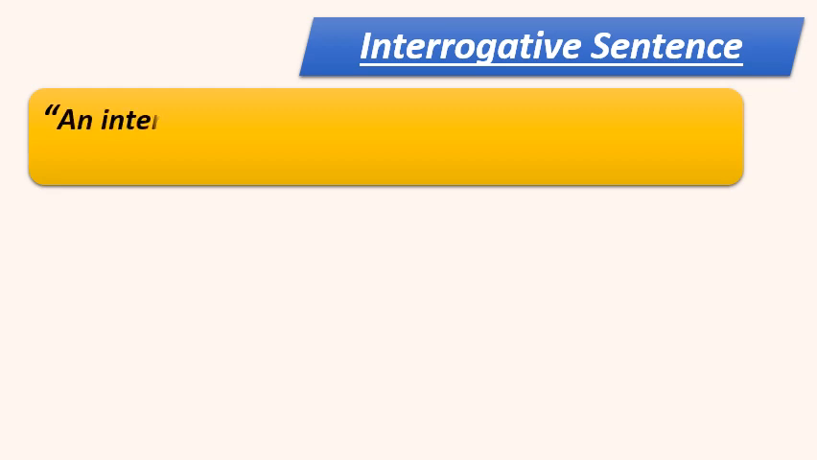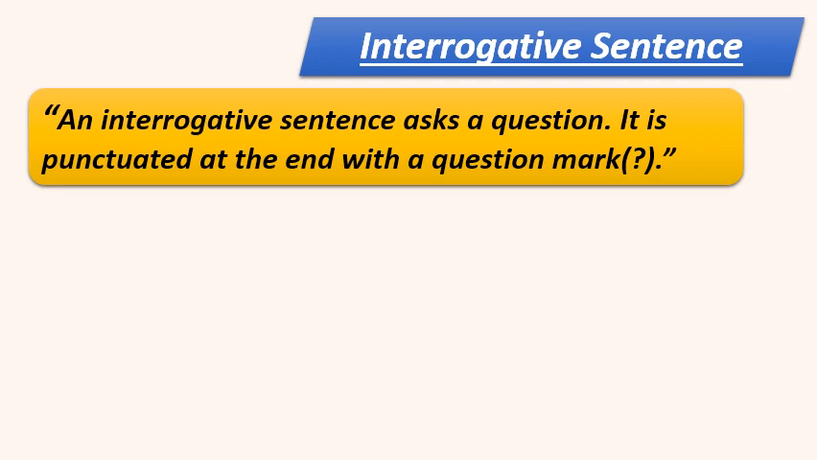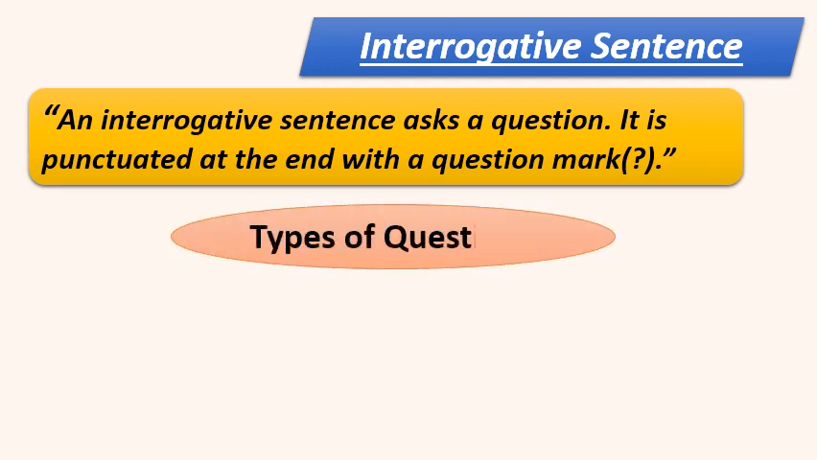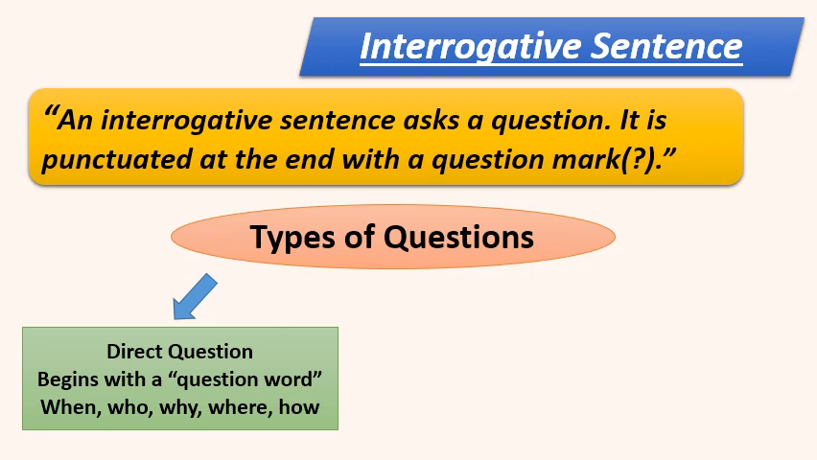What is an interrogative sentence? The answer of this question is: an interrogative sentence asks a question. It is punctuated at the end with a question mark. So now let us see how many kinds or types of questions there are. Number 1, direct question. This type of question begins with a question word or WH words in English. Which are these words? These are like when, who, why, where, how, and so on.